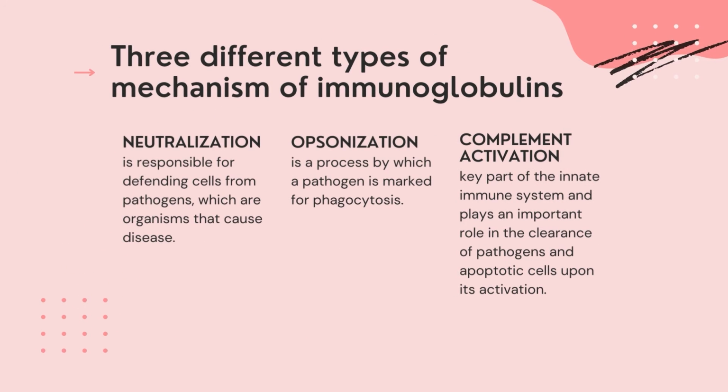3 different types of mechanism of immunoglobulins. Neutralization is responsible for defending cells from pathogens, which are organisms that cause disease. Opsonization is a process by which a pathogen is marked for phagocytosis. Complement activation is a key part of the innate immune system and plays an important role in the clearance of pathogens and apoptotic cells upon its activation.